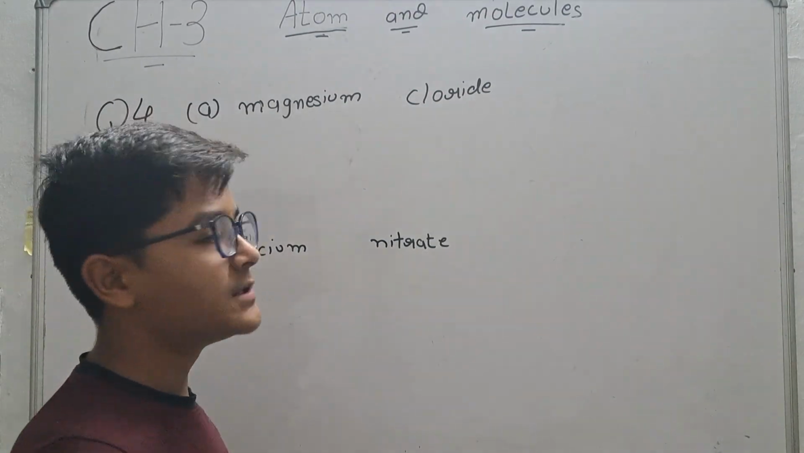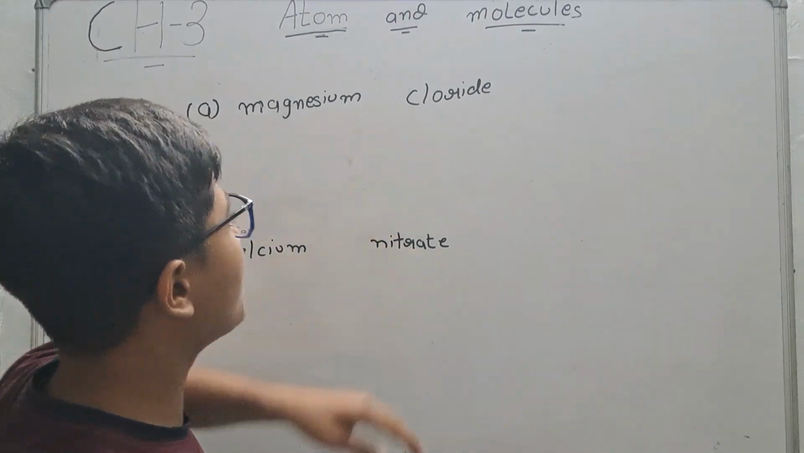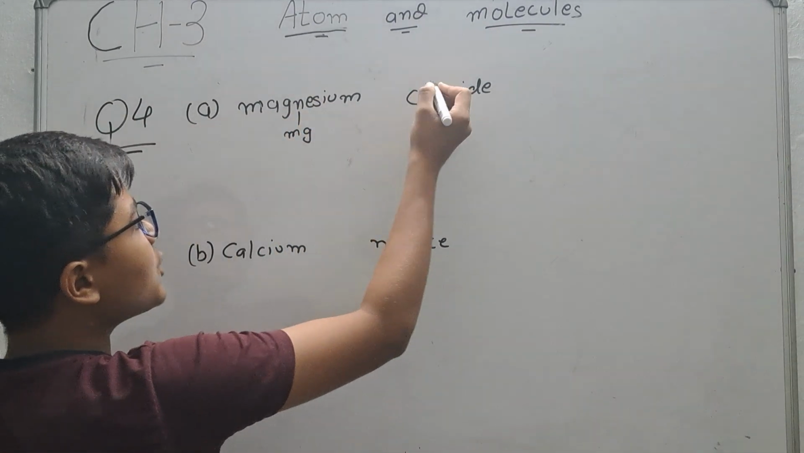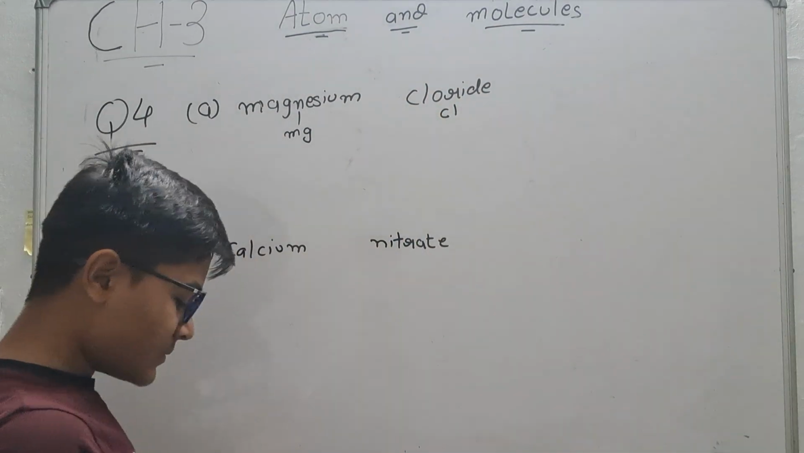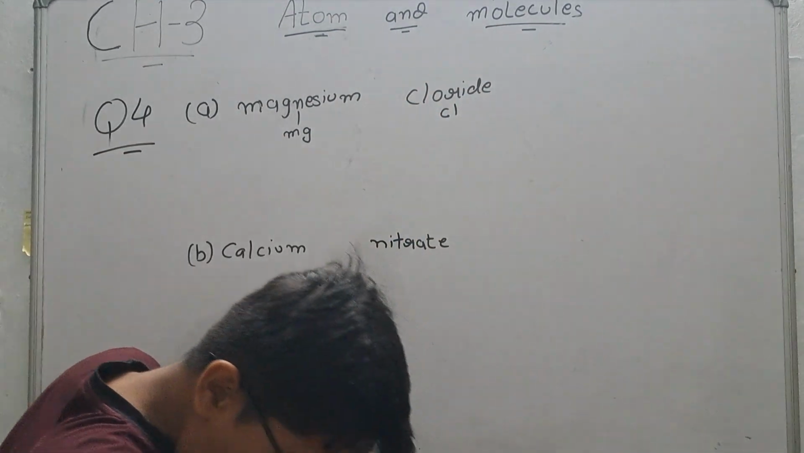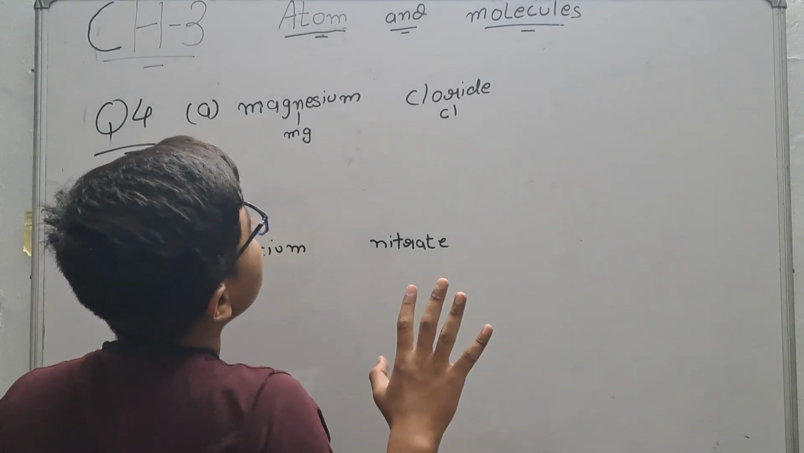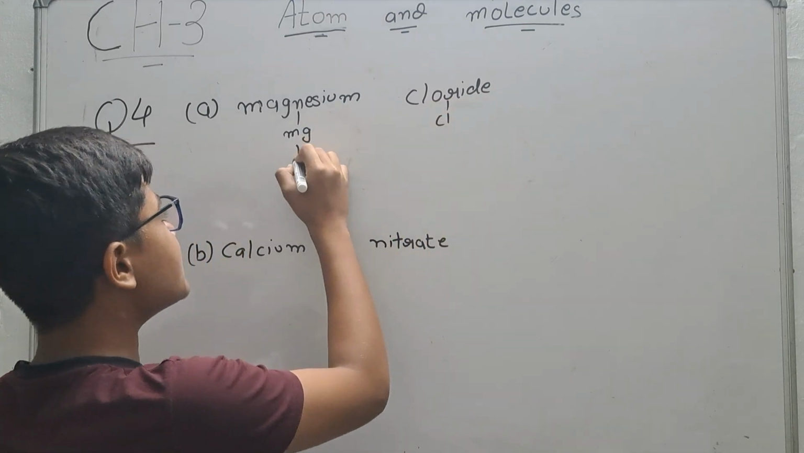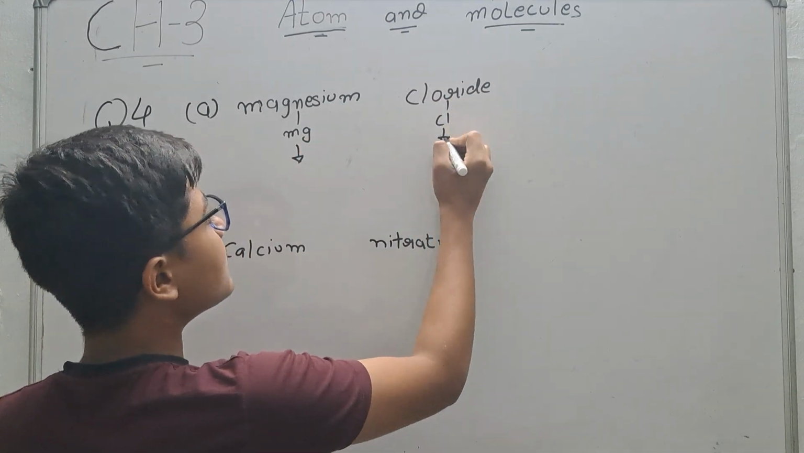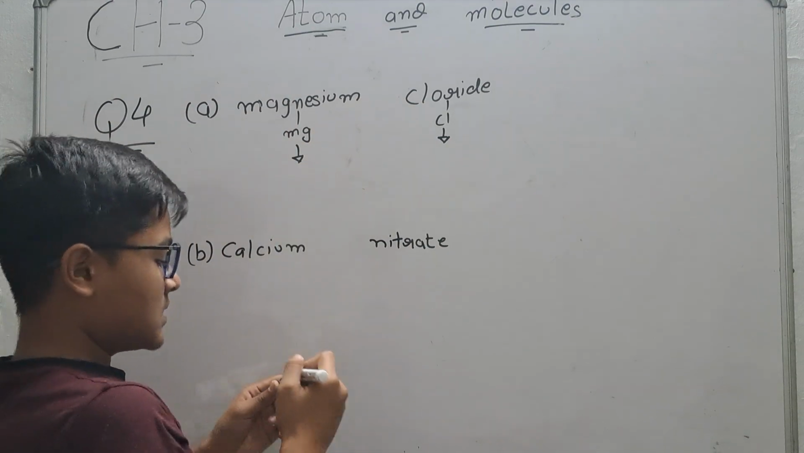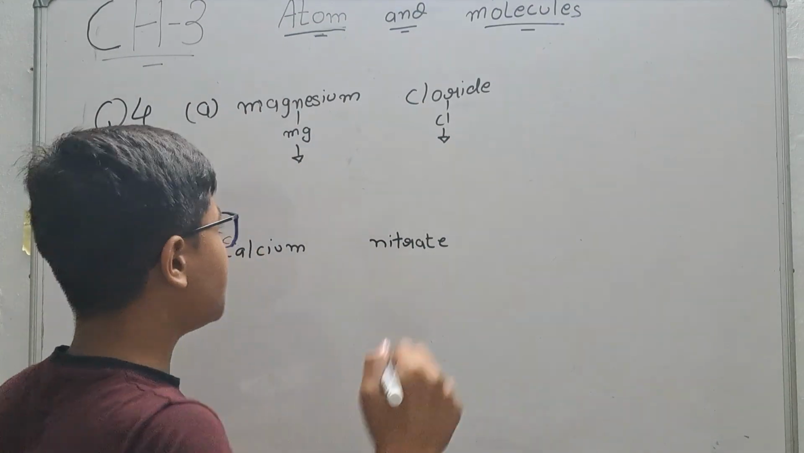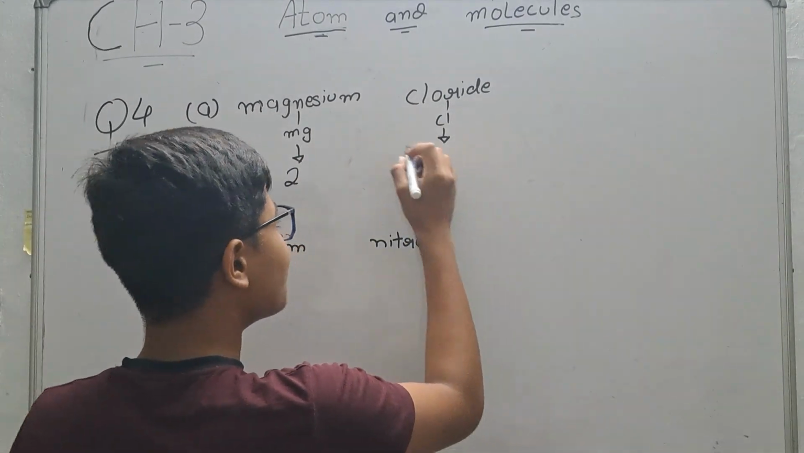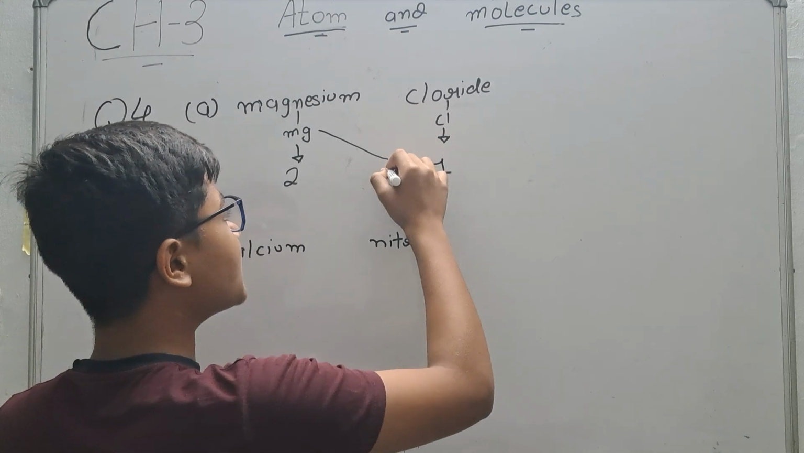So students, we have to find the chemical formula of magnesium chloride. Magnesium is denoted by Mg and chloride is denoted by Cl. Now, what is the valency of Mg and Cl? The valency of magnesium is 2, and chloride valency is 1. We will do the crisscross method.